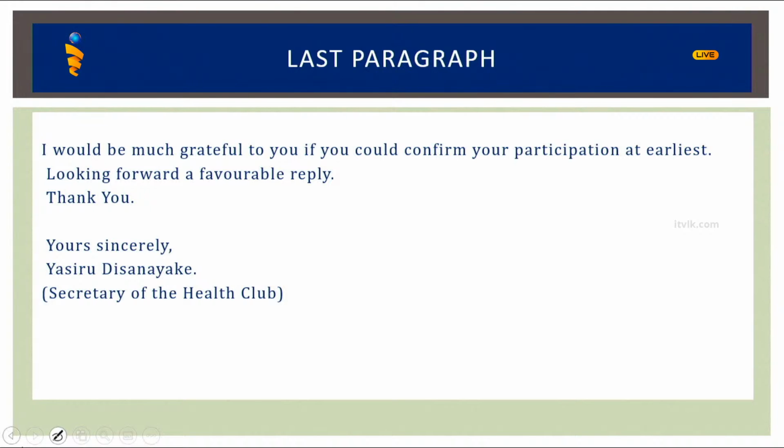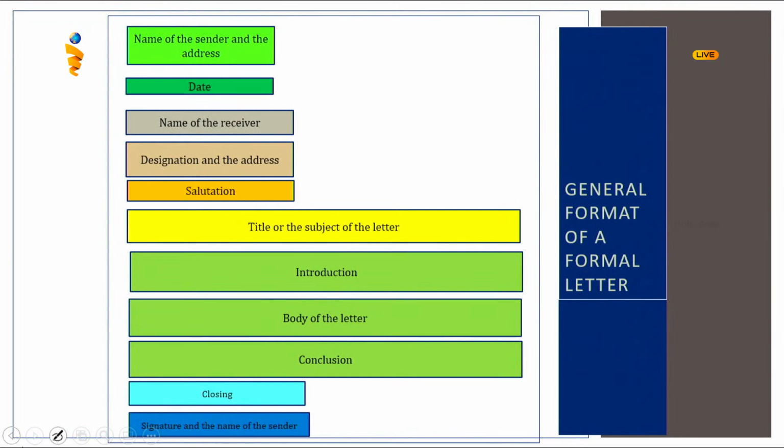Looking forward to a favorable reply. It is also a must. Then you thank him. Thank you. Yours sincerely, Yasiru Disanayaka, Secretary of the Health Club. There you can sign. Under yours sincerely, you can sign and write your name and the designation. Now, we'll come back to the format.